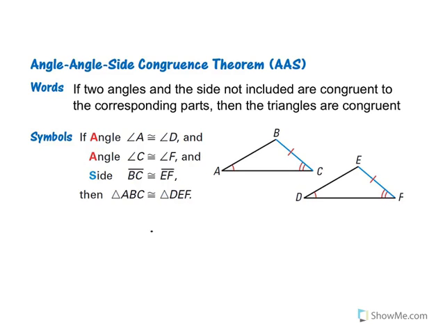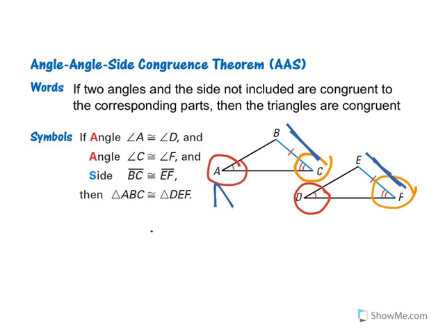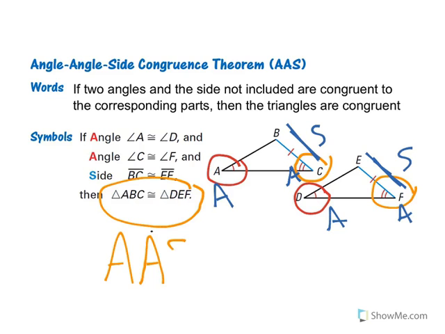So in our picture, we have angle A congruent to angle D. Angle C is congruent to angle F. And then a side outside, we have side BC congruent to side EF. So we have angle, angle, side; angle, angle, side, going in order. We do not have that side in the middle, so AAS. So we know that triangle ABC is congruent to triangle DEF by angle-angle-side.